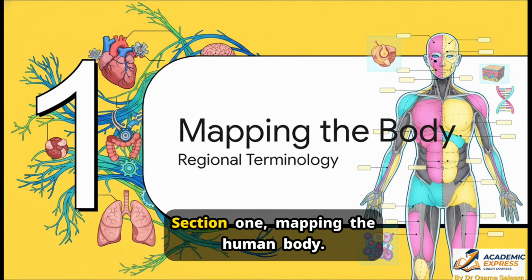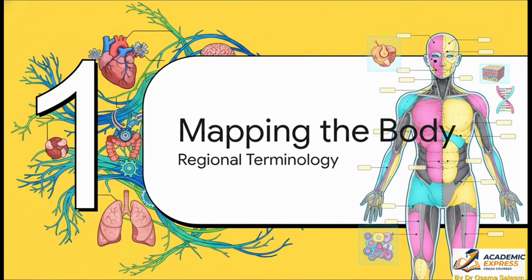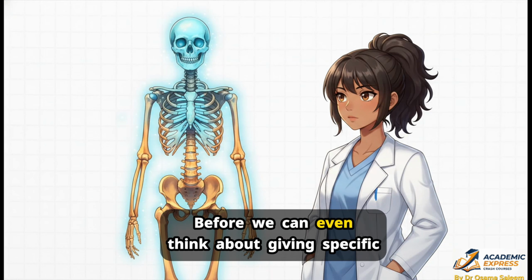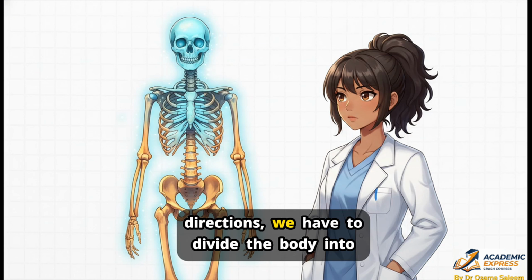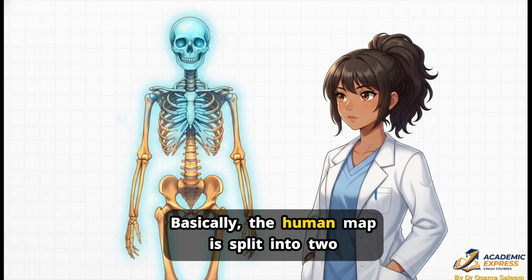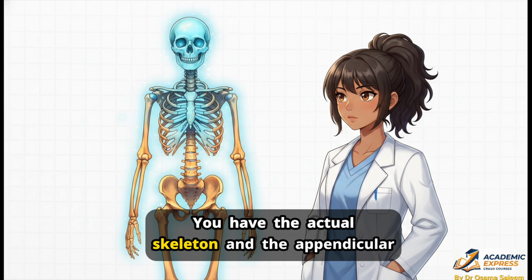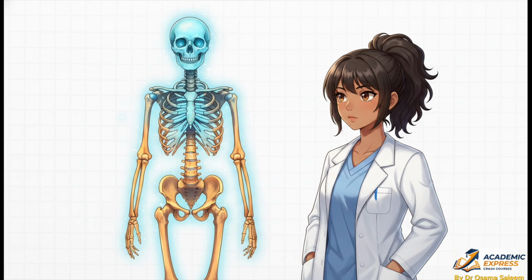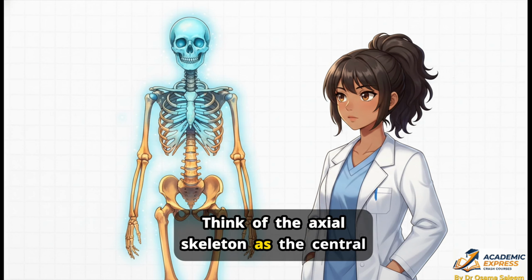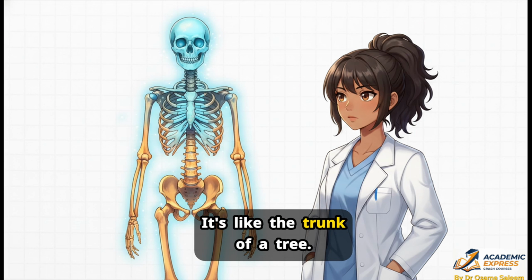All right, Section 1, Mapping the Human Body. Let's talk regional terminology. Before we can even think about giving specific directions, we have to divide the body into territories. Basically, the human map is split into two main divisions. You have the axial skeleton and the appendicular skeleton. Think of the axial skeleton as the central core. It's like the trunk of a tree.